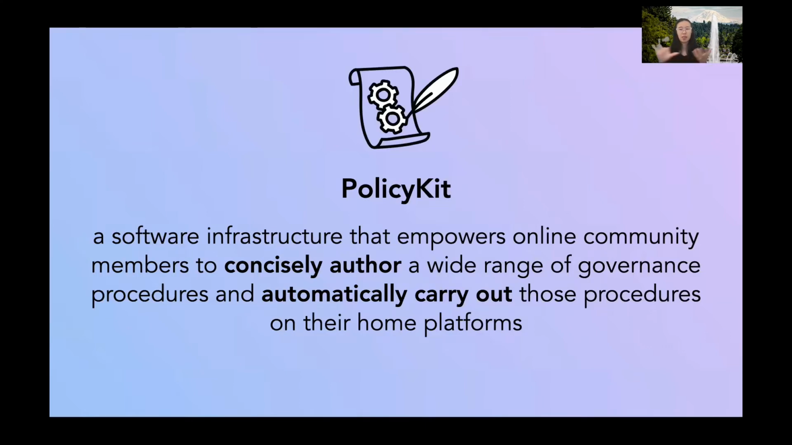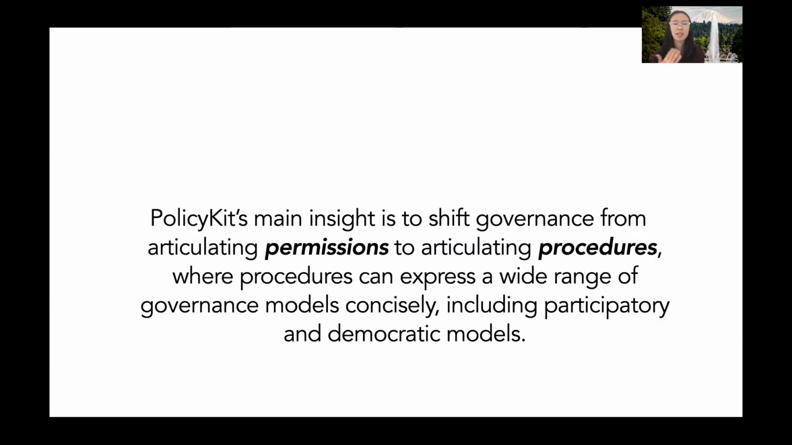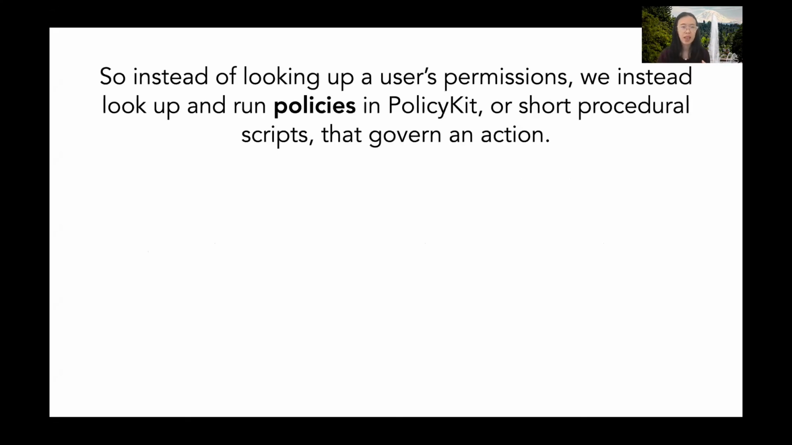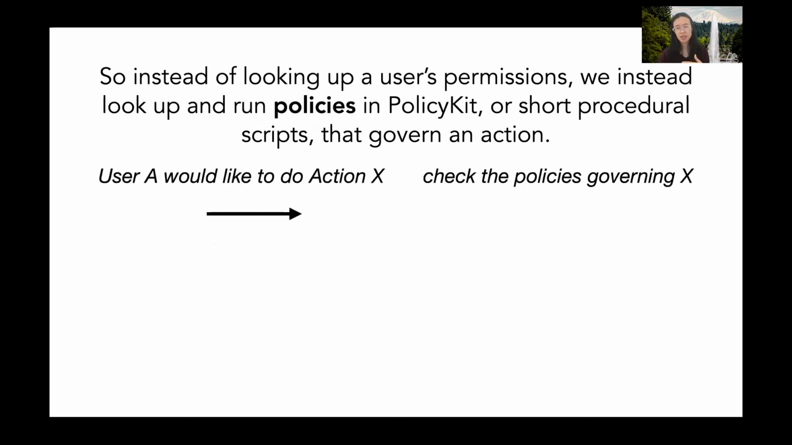PolicyKit is a programmatic structure for empowering online communities to concisely author a much wider range of governance procedures, and then actually be able to automatically carry out those procedures on their home platform. The way that PolicyKit does that is, instead of having this permissions table and this permissions way of thinking about things, we instead turn towards articulating procedures, where a procedure can express a much wider range of governance models, such as participatory and democratic ones. And so the way that works is, instead of looking up a user's permission via a permissions table anytime we want to do something, now we look up and we run policies in PolicyKit.